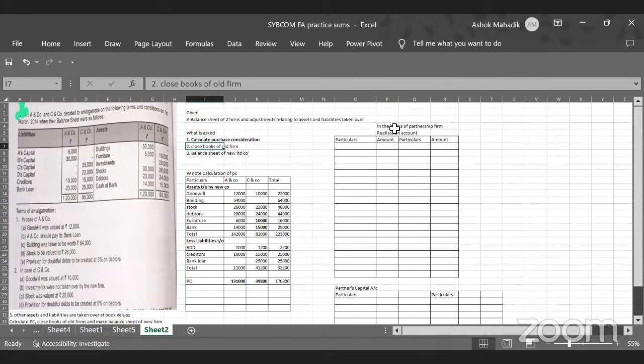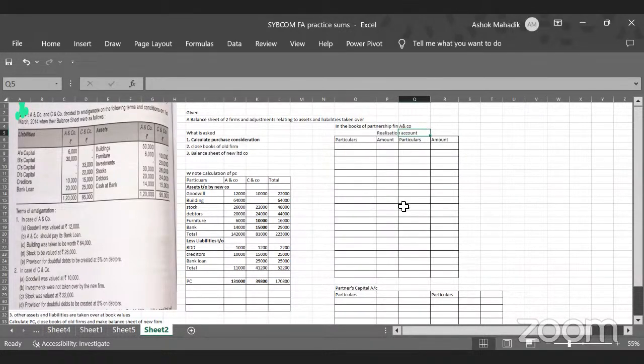Close books of old firms. So let us close books of these two companies. I'll do it for the first company, A and company, then I'll do it for B and company. Same way we have to close it for B and company.